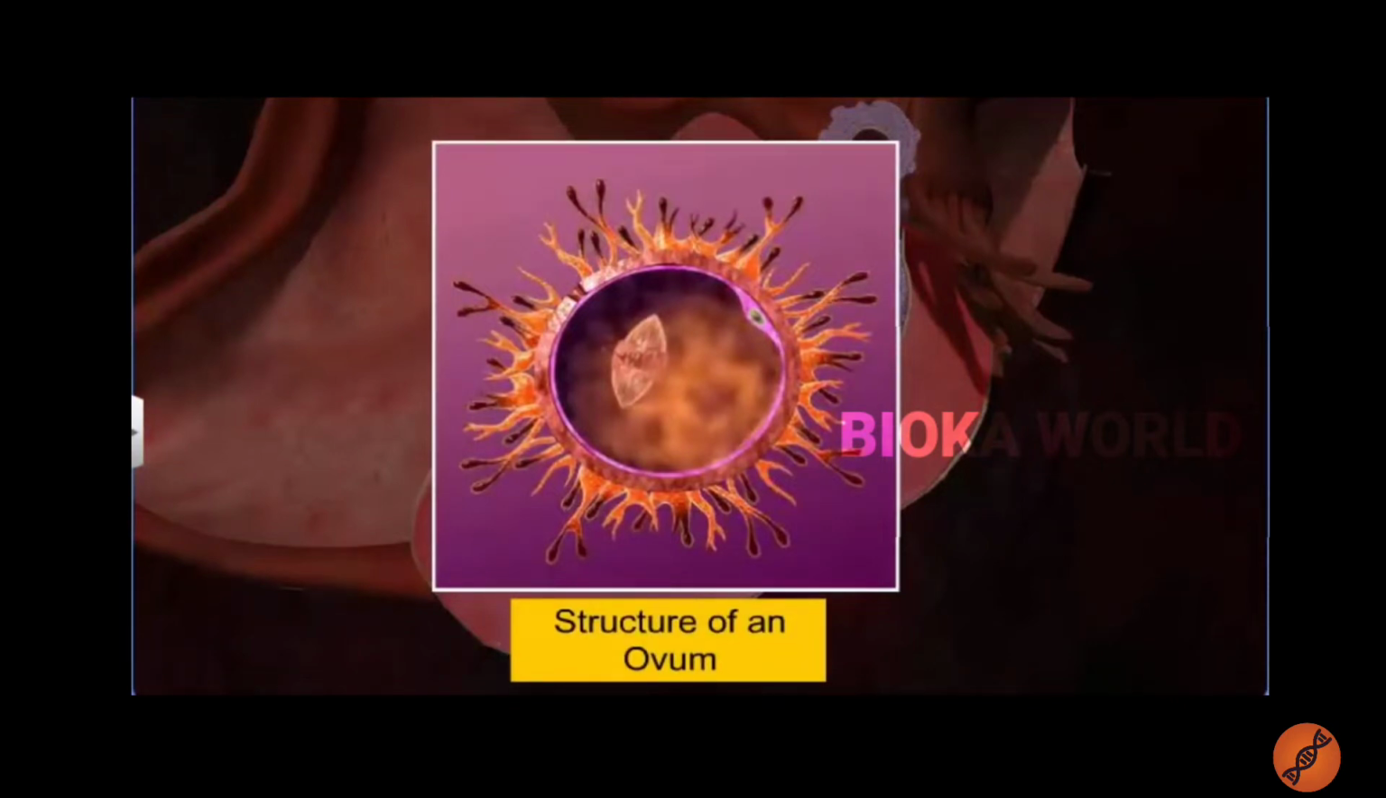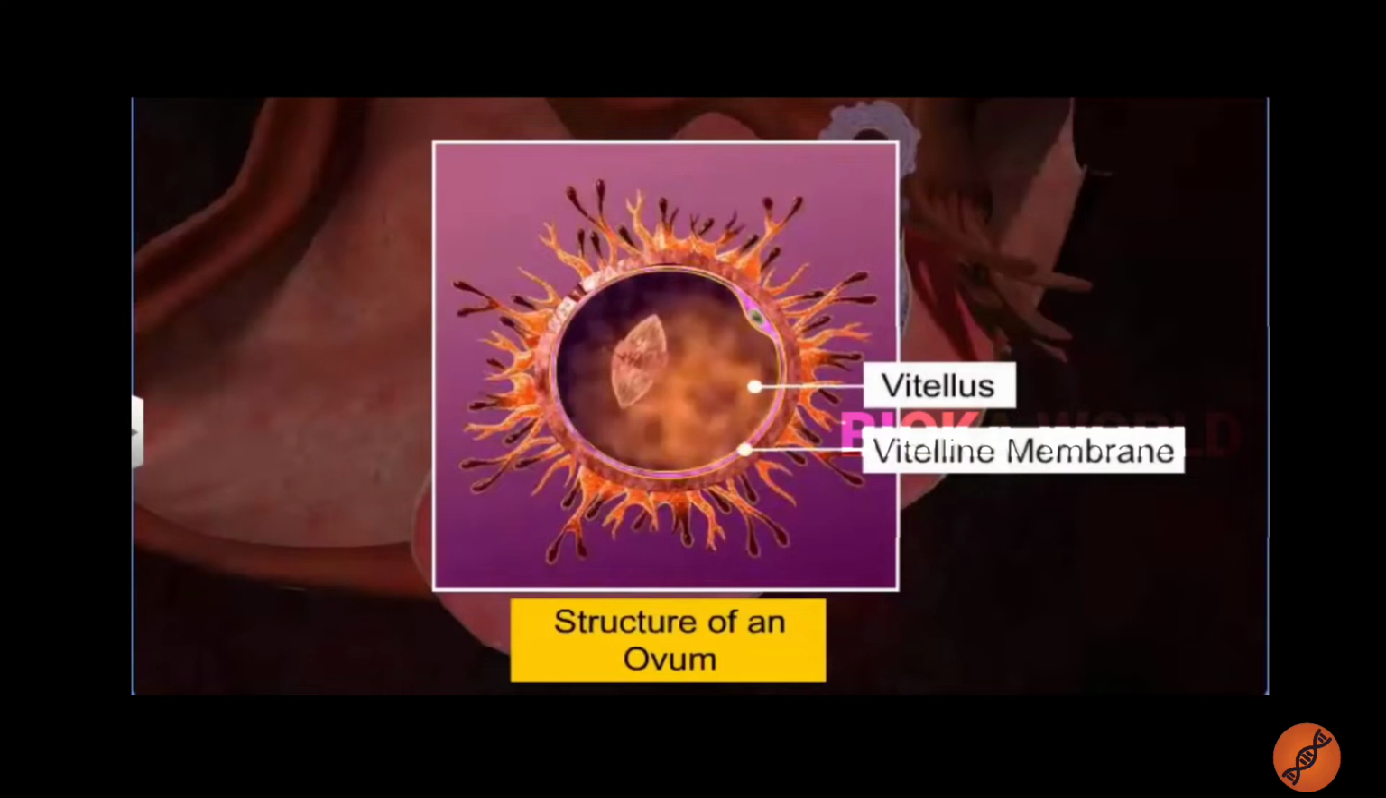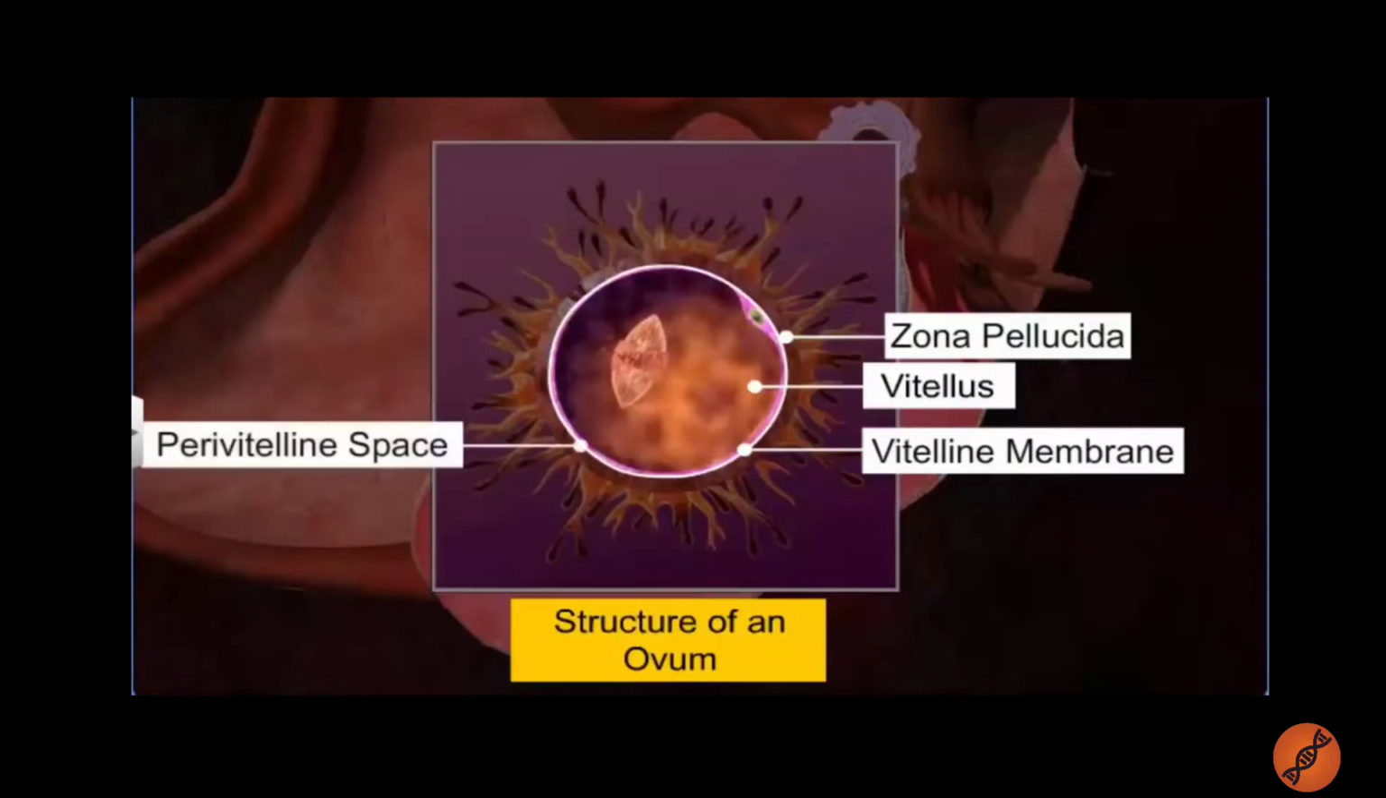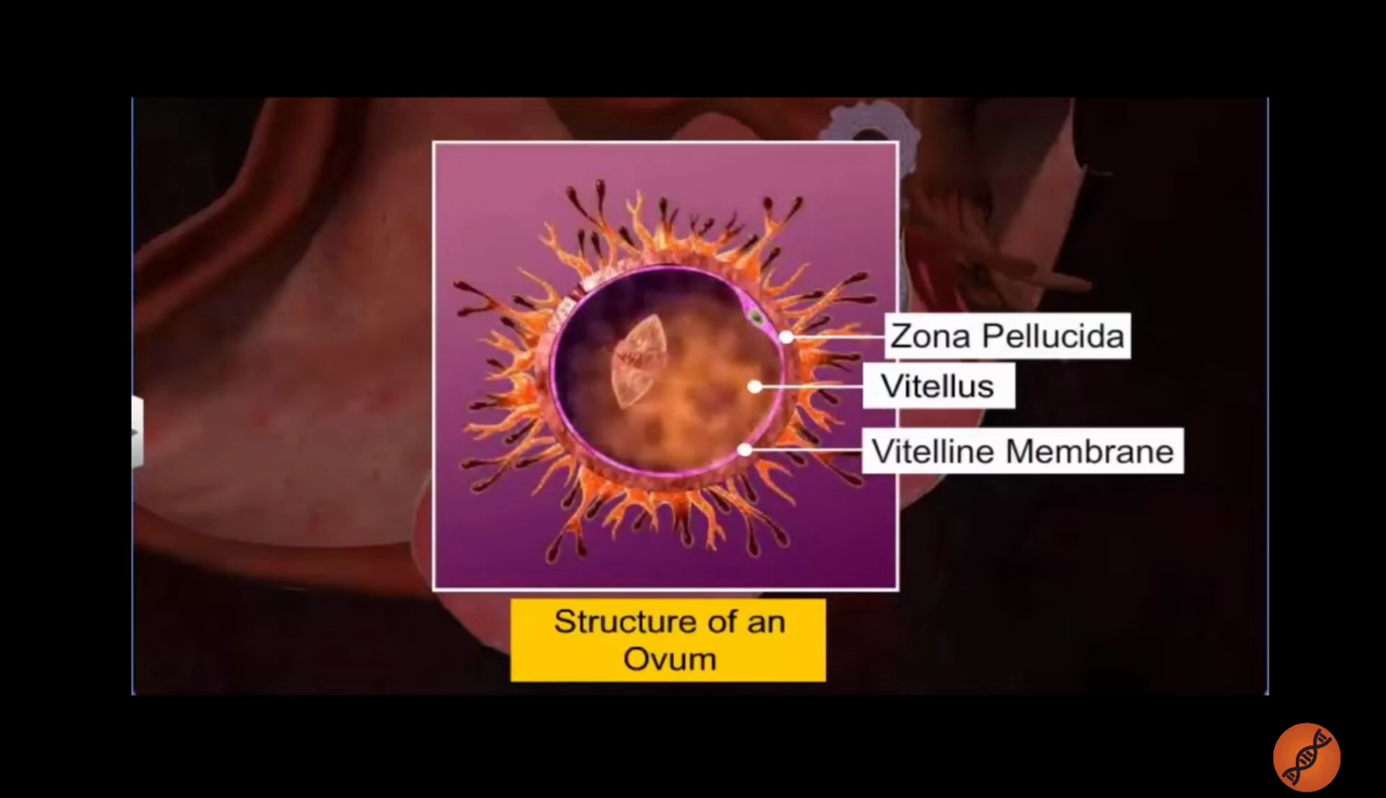that the ovum is filled with cytoplasm called the yolk or vitalis, surrounded by a membrane called the vitelline membrane. The vitelline membrane is ensconced in another membrane called zona pellucida. However, there is some space between the zona pellucida and the vitelline membrane, which is called the perivitelline space. Surrounding the zona pellucida is a layer of granulosa cells called the cells of corona radiata.